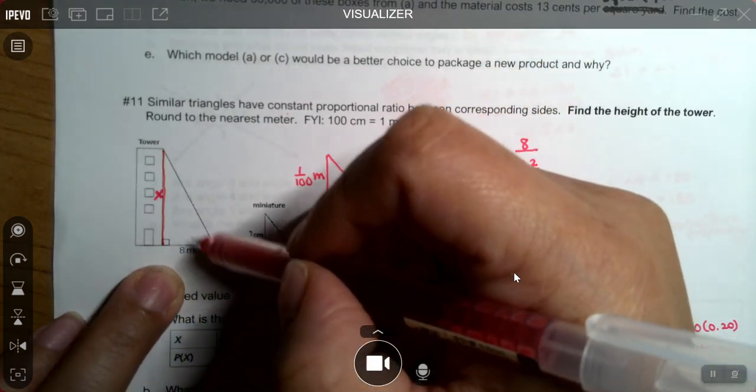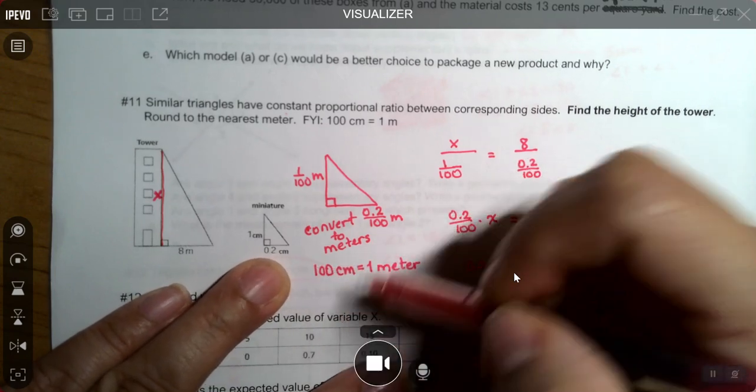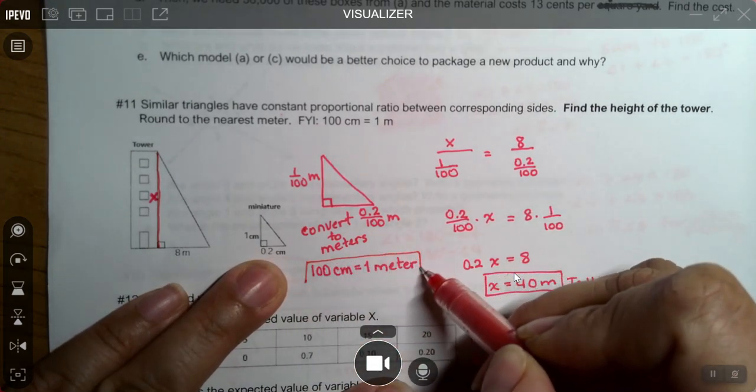Now this is in meters. This one will also be in meters, but these are in centimeters. And so there's 100 centimeters in 1 meter.